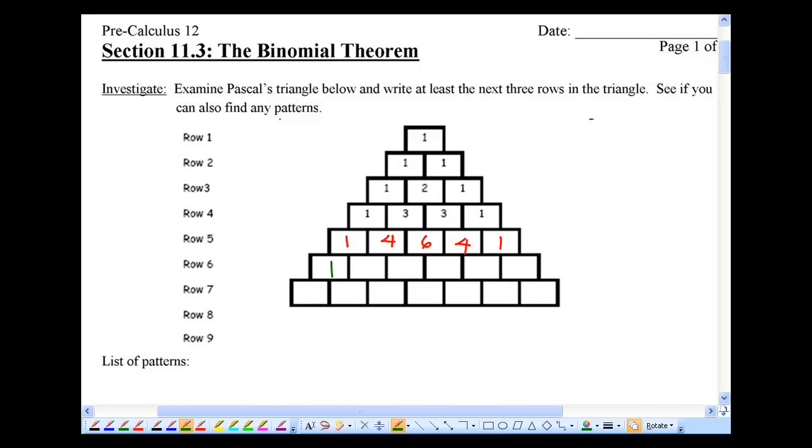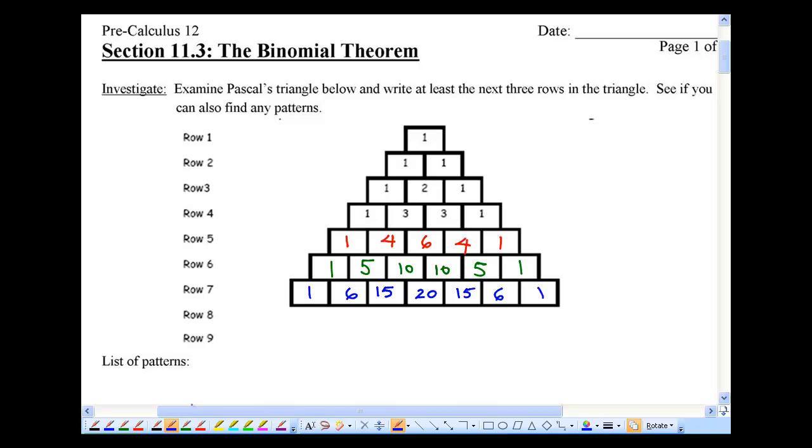1 and a 1. 5. And a 5. The things in the middle, if you guess 10 and 10, you're right. One more. How about a 1? 6. And we'll end off with 6 and 1. And if you understand the pattern now, how about 15, 20, 15, 6 and 1. Okay.